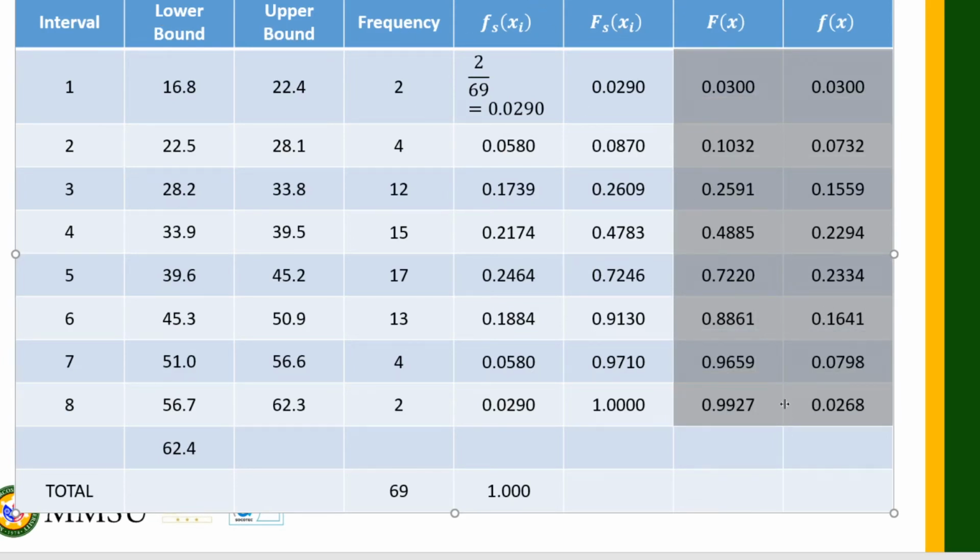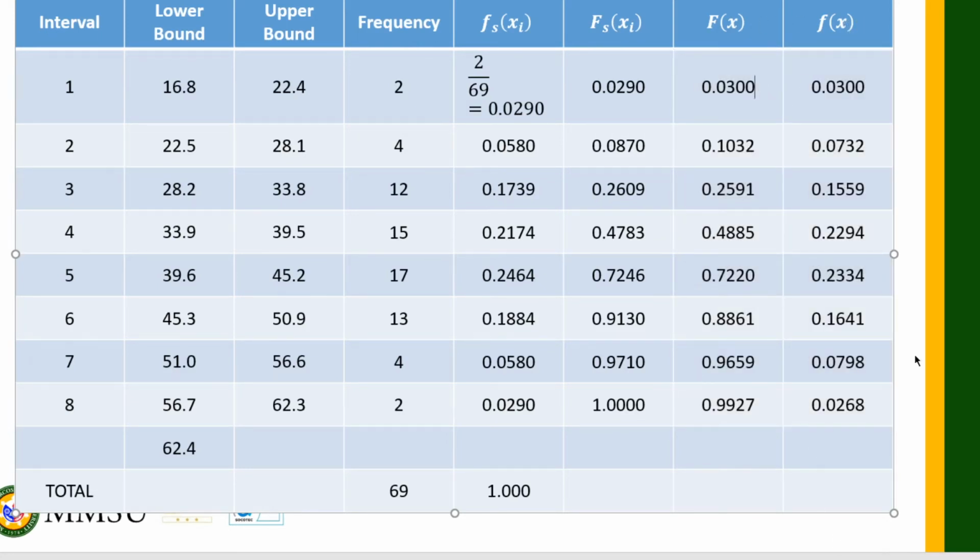Alright. So nandyan na yung ating f of x tsaka f of x. Basically, dito sa mga fitting problems natin, ang nagbabago lang actually ay itong dalawang last column natin. Alright? So paano natin ma-check kung okay na gamitin ang normal distribution o hindi? Paano natin ma-check na na-fit na natin siya sa normal distribution? Pwede kayang gamitin ang normal distribution o hindi?